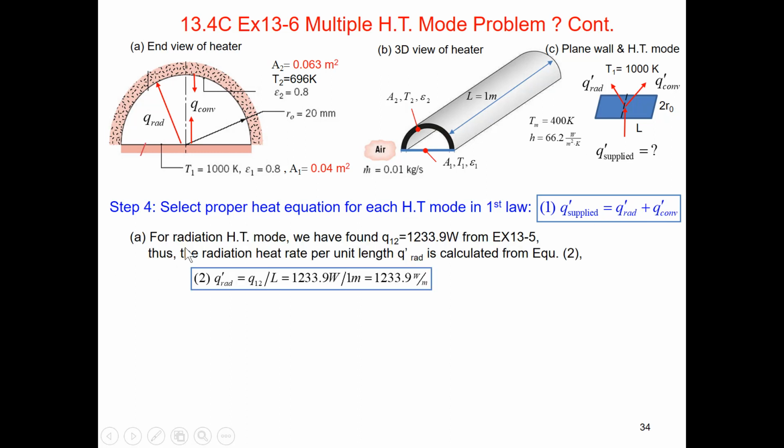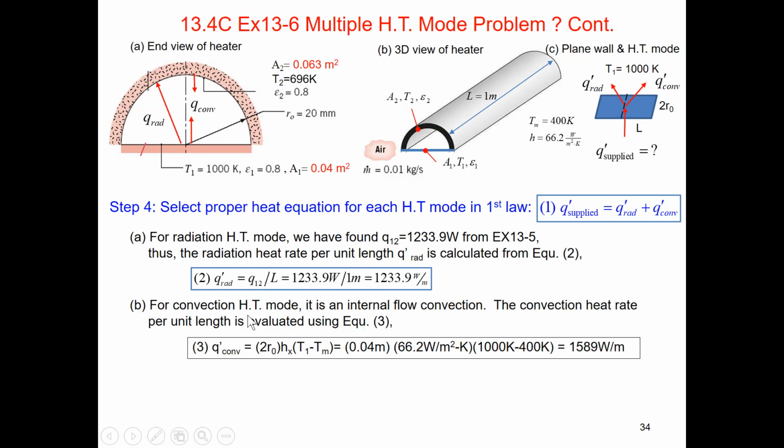A. For radiation heat transfer mode, we have found Q12 value from example 13-5. Therefore, the radiation heat rate per unit length is calculated from equation 2, which is the radiation heat rate over the length, to yield its value.